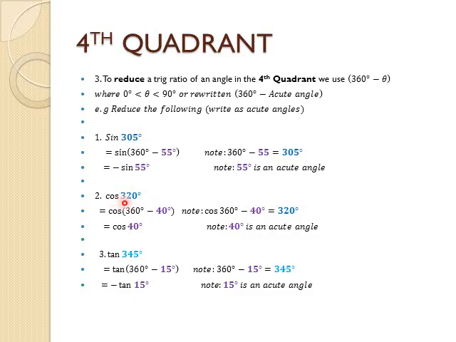Cos 320 becomes cos of 360 degrees minus 40, which gives me 320. But in that quadrant, cos is positive, so that stays cos 40 degrees. Tan 345 would become 360 minus 15. But in the fourth quadrant, tan is negative, so that's negative tan 15 degrees. So that's some basic reduction.